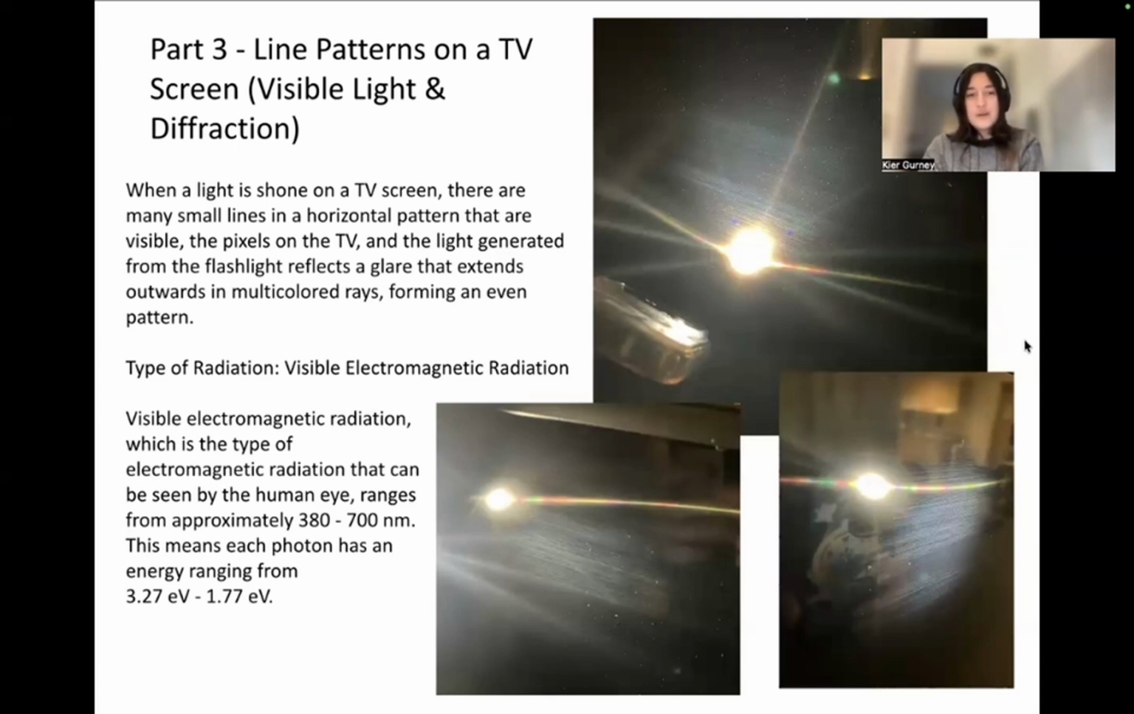Visible electromagnetic radiation, which is the type of electromagnetic radiation that can be seen by the human eye, ranges from approximately 380 to 700 nanometers. This means that each photon has an energy ranging from 3.27 electron volts to 1.77 electron volts.